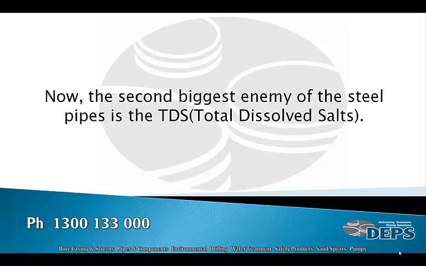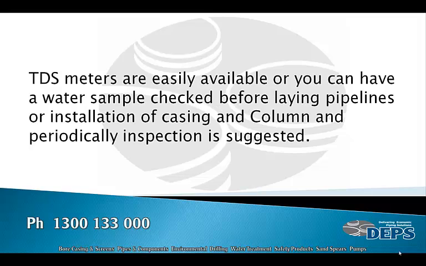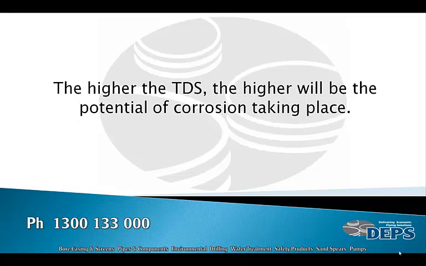Now, the second biggest enemy of the steel pipes is the TDS, which is total dissolved salts. If the concentration is above 700 parts per million, then the pipelines are prone to corrosion. TDS meters are easily available, or you can have a water sample checked before laying pipelines or installation of casing and column, and periodic inspection is suggested. The higher the TDS, the higher the potential of corrosion taking place.